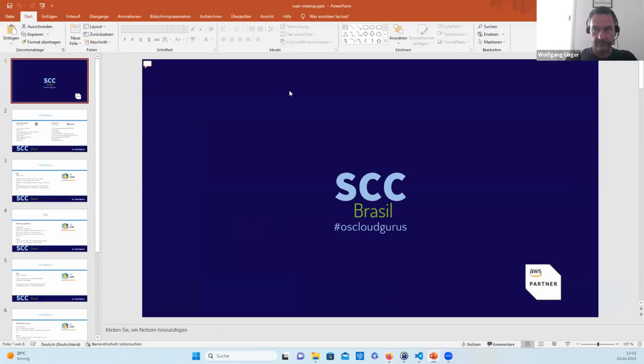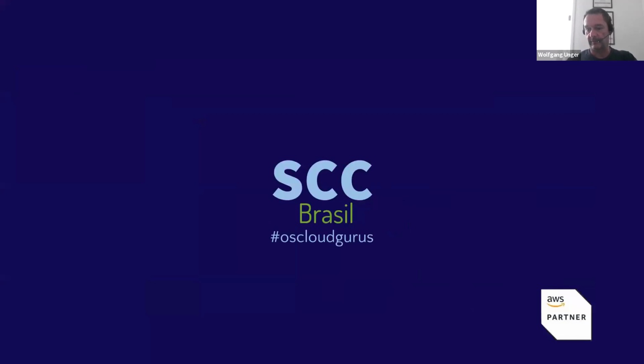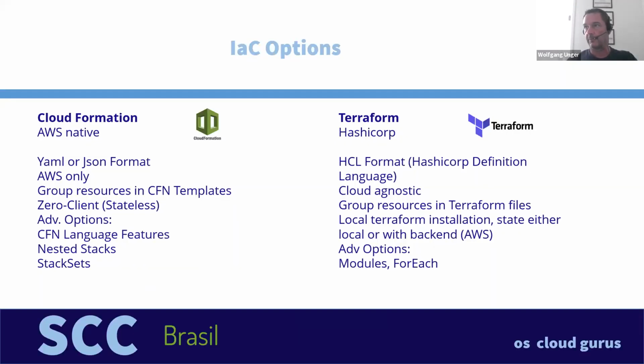So let's start with a short overview of the options which we have to create infrastructure as code on AWS. It's basically CloudFormation, Terraform, and CDK. And what are the strengths, the advantages or disadvantages, or the attributes and features of these tools?